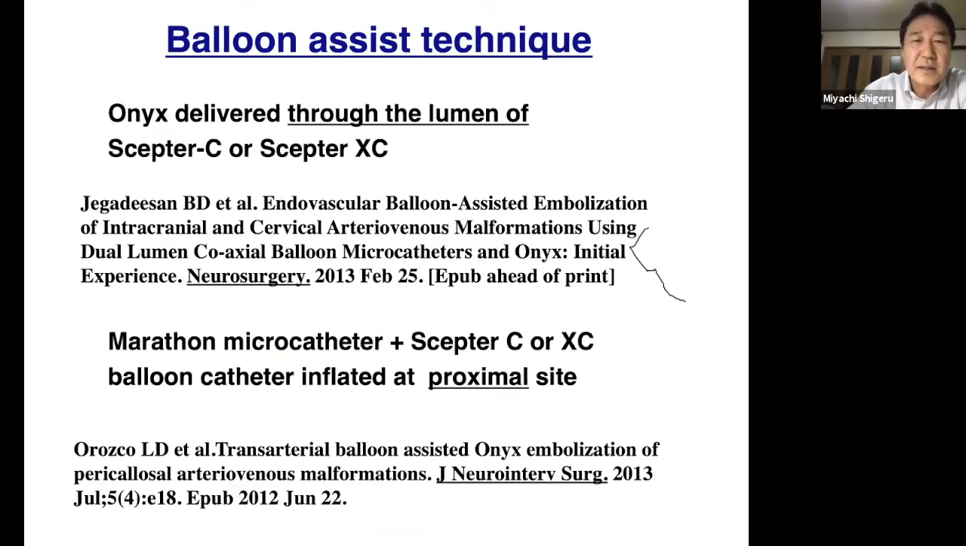I introduce the other embolization techniques in recent days. First, the balloon-assisted technique. A septal balloon catheter is available for the Onyx embolization. This balloon catheter occludes the feeder flow, so there's no need to make a plug to control the flow of the feeders. So, if possible, we use a septal balloon catheter just before the nidus. And this technique is usually used for the occlusion of the dural AV fistula, Marathon or Scepter C.